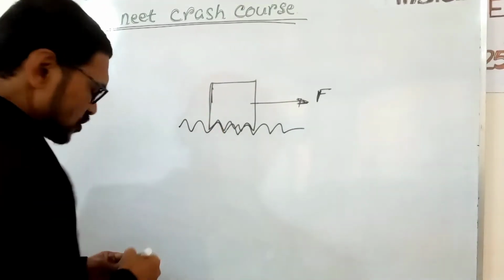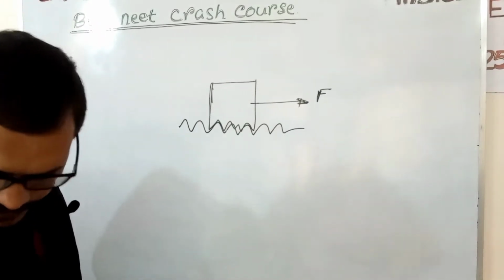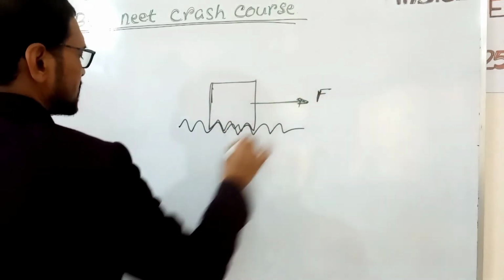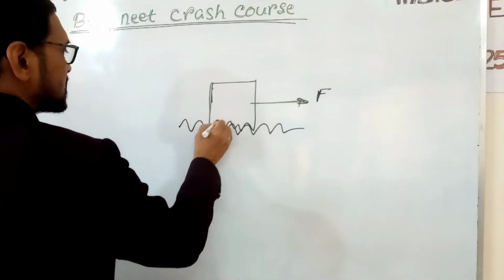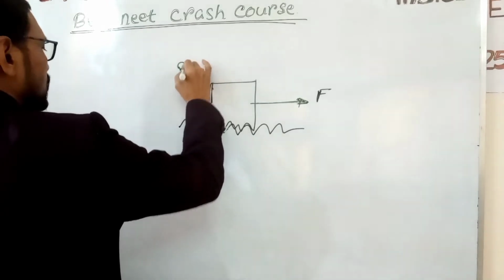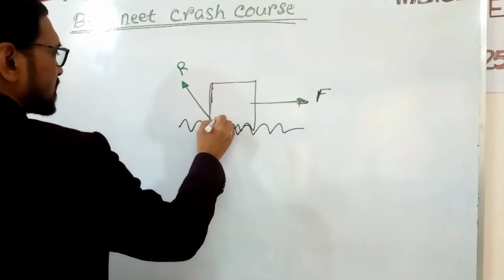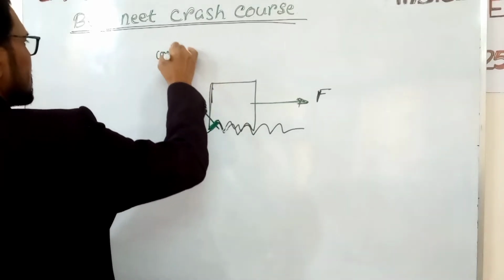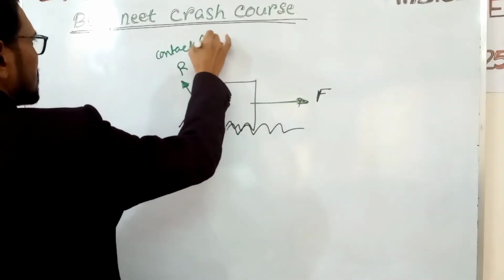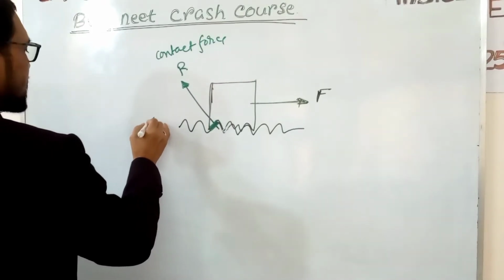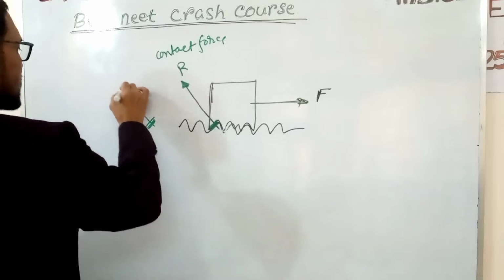Now, what is the cause of friction? Here, when the body is pulled in this direction, this is the contact surface. A contact force always acts in the normal direction, perpendicular to the contact surface. This is the contact force.